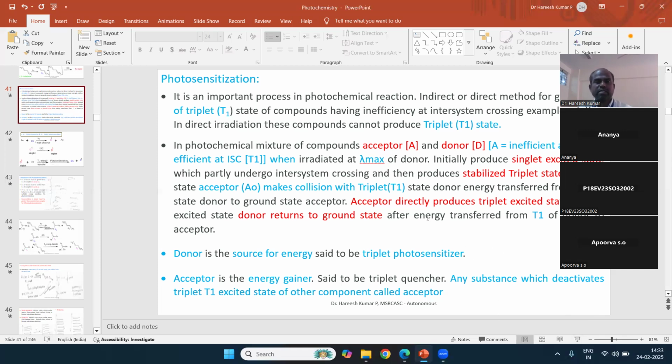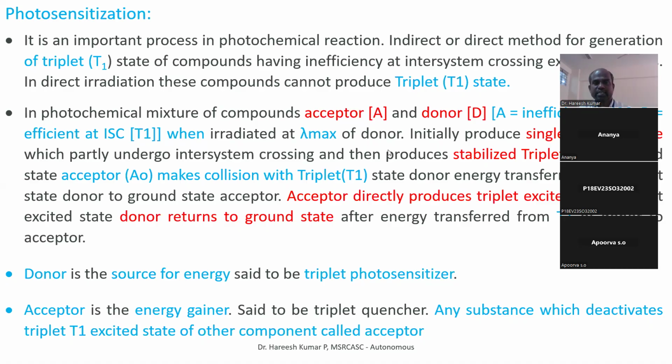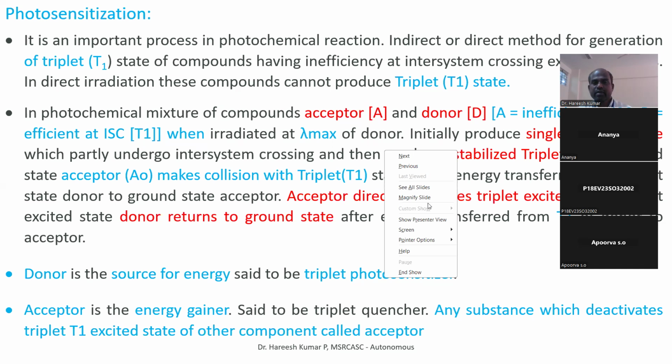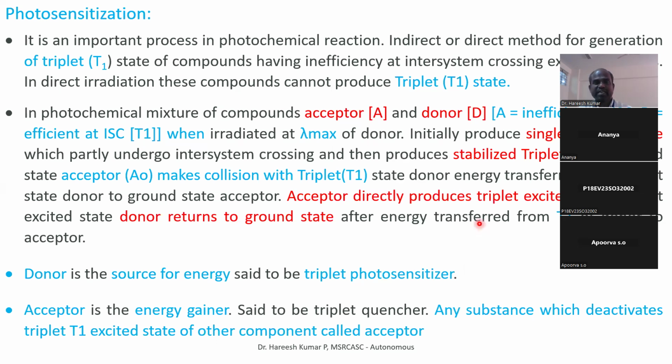Photosensitizers act as an energy donor. We can call it a donor also. The donor is the source of energy, said to be a triplet photosensitizer. Let us consider that benzophenone is a photosensitizer. Then what will happen? When it is irradiated, it will go to the initial singlet one, and later on it will go to the triplet state. That is the case of the donor.